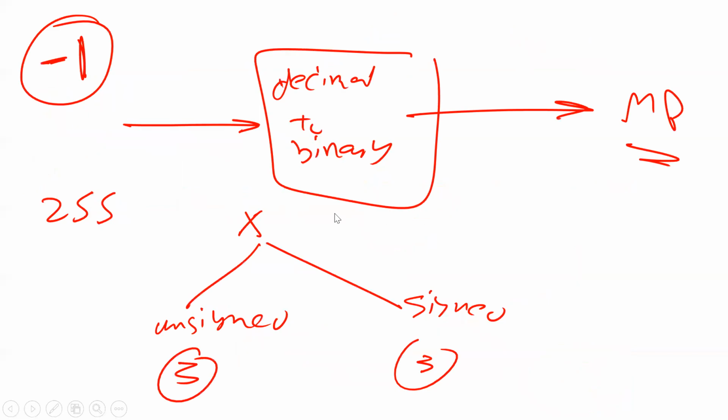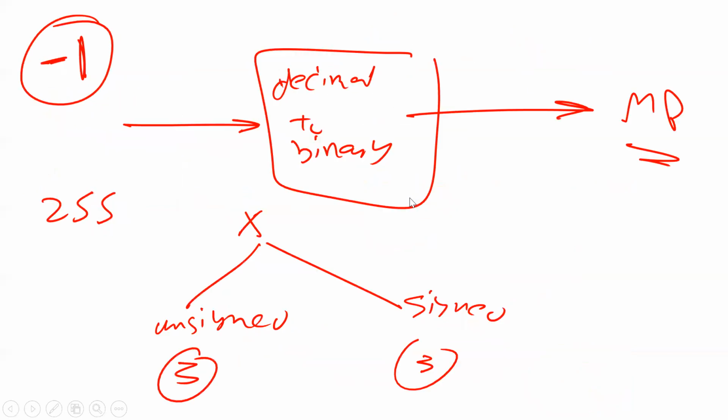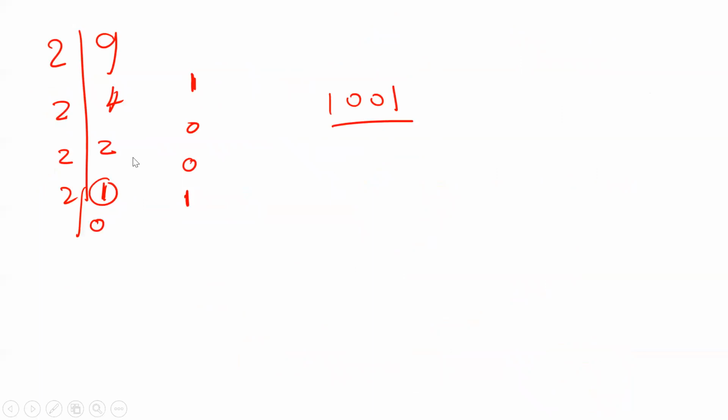This is what I'm explaining. If it is -1 or 255, I have to know if it is signed or unsigned in order to output this one or that one, and I already handled it. The other thing I want to teach here, I think that's very easy. If you have a positive number, like for example 9 here, how can you convert this number to decimal? The way you do it, you divide by 2.